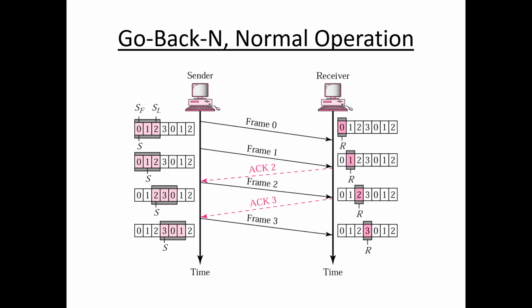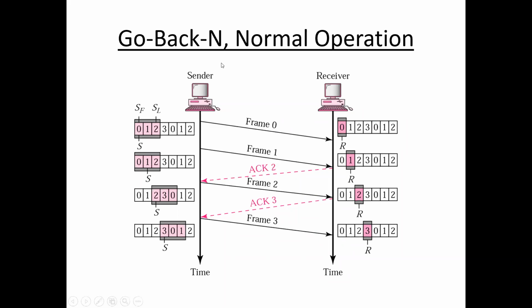But in stop and wait protocol, sender sends frame 1 to the receiver. After getting the acknowledgement for frame 1 from the receiver, then only sender sends frame 2. But in sliding window protocol, sender sends multiple frames at a time. Here sender sends frame 0 and frame 1. Then receiver sends acknowledgement for both these frames, frame 0 and frame 1.